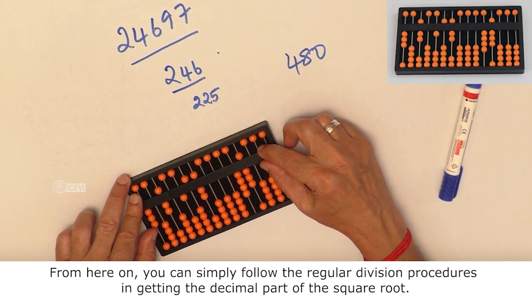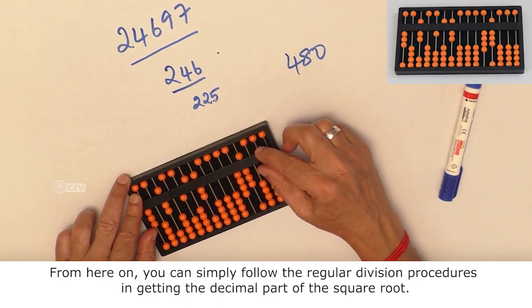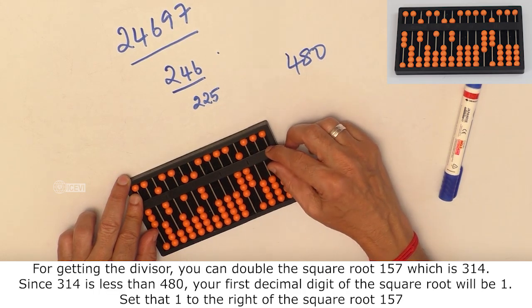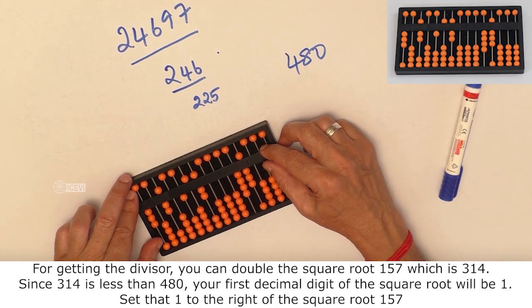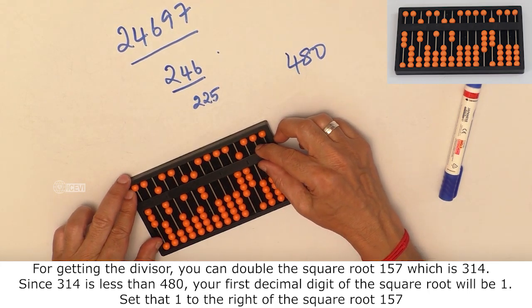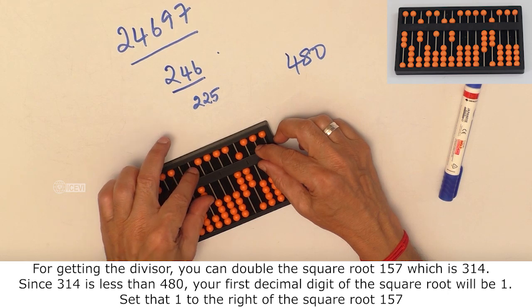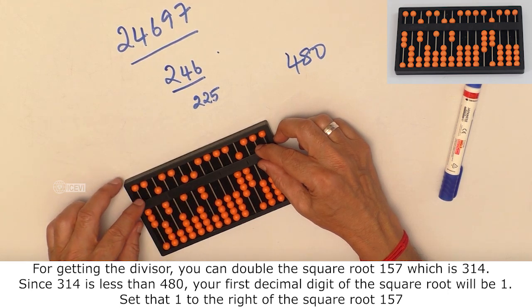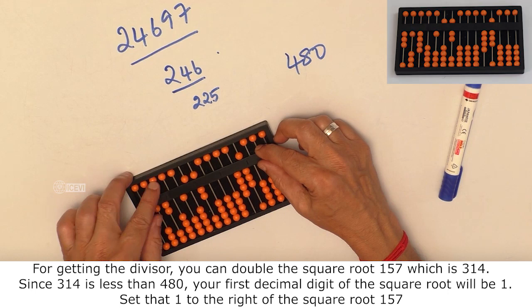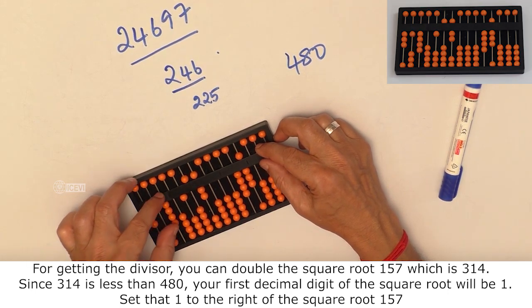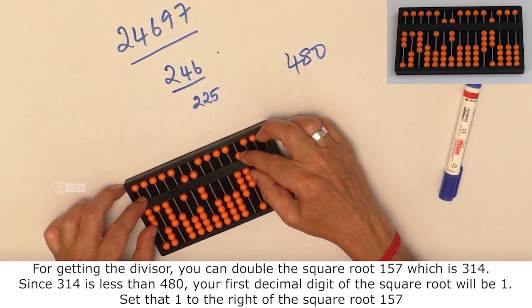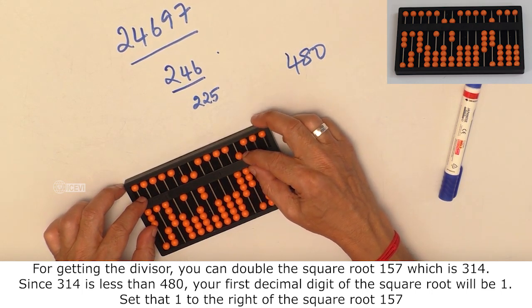From here on, you can simply follow the regular division procedures in getting the decimal part of the square root. For getting the divisor, you can double the square root 157, which is 314. Since 314 is less than 480, your first decimal digit of the square root will be 1.